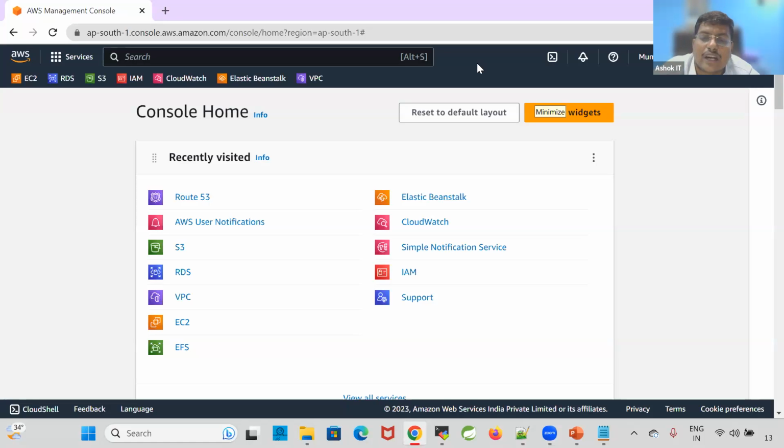Actually, I thought of starting Linux today, but so many people would have confusion about how to use a Linux machine. "Sir, I don't have a Linux machine." You don't need to have a Linux machine. We will create the Linux machine in the AWS cloud. Tomorrow, I will show you how to create a Linux machine in the AWS cloud. Then we will practice Linux commands.